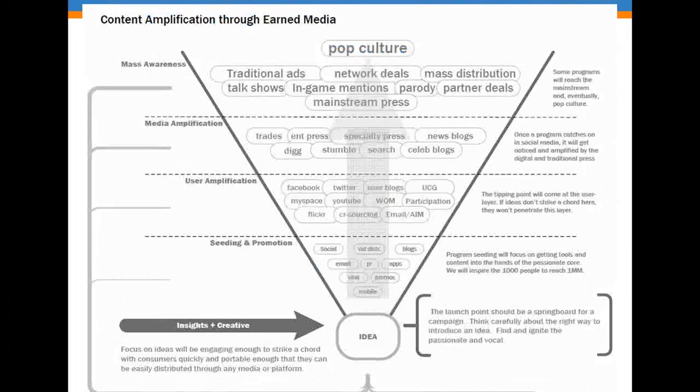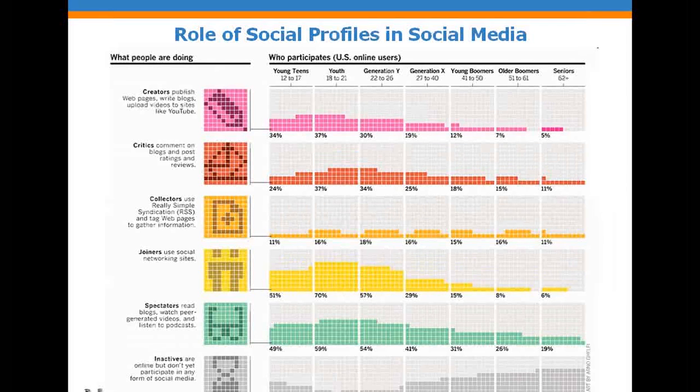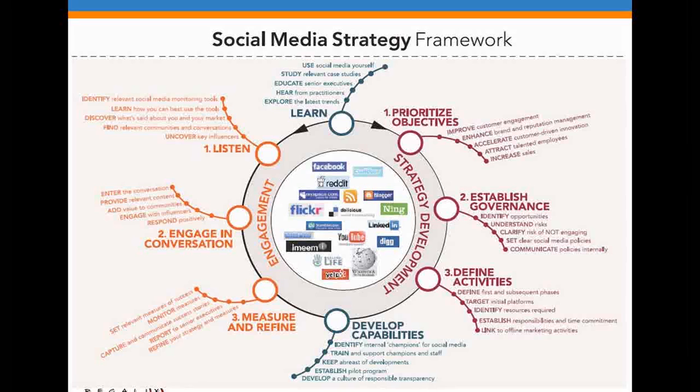Let's move ahead and understand the concept of social profiles in social media. There are different types of people, which can be broadly categorized into 6 different categories of people who are present online. This would be step 1 of getting started.